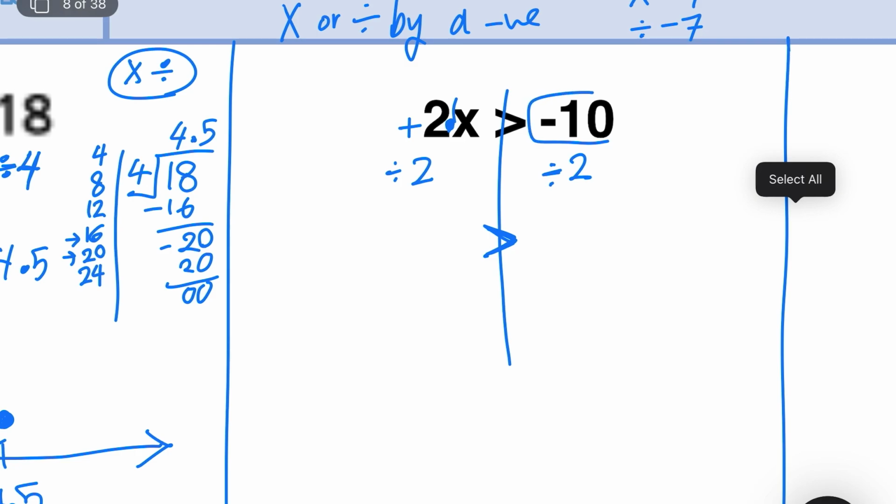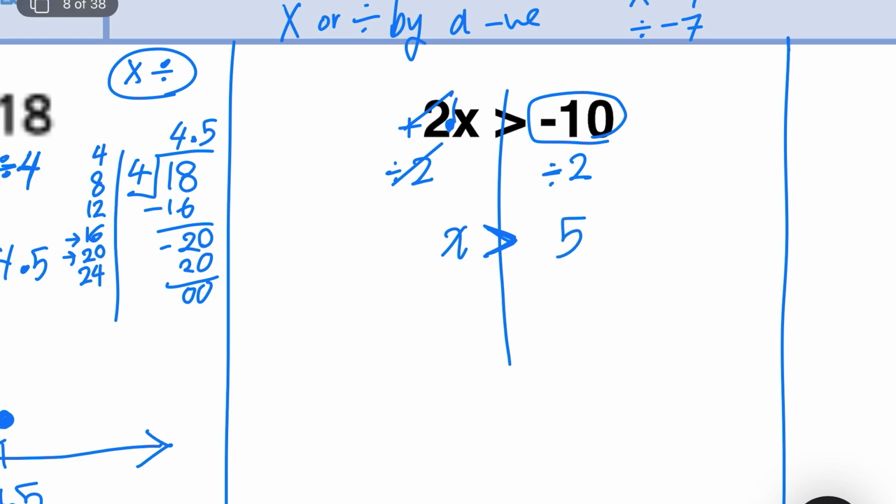Regardless of this number here, we don't care about it. We only care about the number that is next to the variable. Okay? The number that is multiplied with the variable. Now I have x alone more than what? Negative 10 and 2. I have to divide them. 10 divided by 2 is 5.